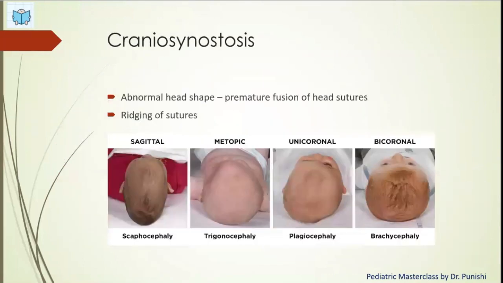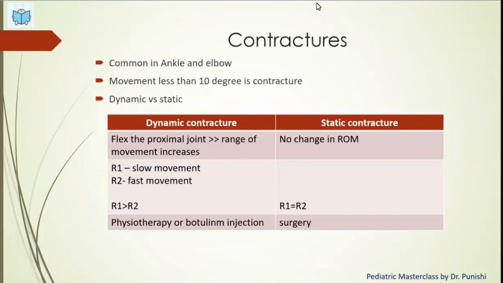So we saw microcephaly and cranial. Contractures are more common in the ankle and the elbow. These are two places where you have maximum contractures. Obviously, other limbs can also be affected, but you will first see them in these two places. So when do you say there's contracture? When the movement is less than 10 degrees across that particular joint, that is defined as contracture.